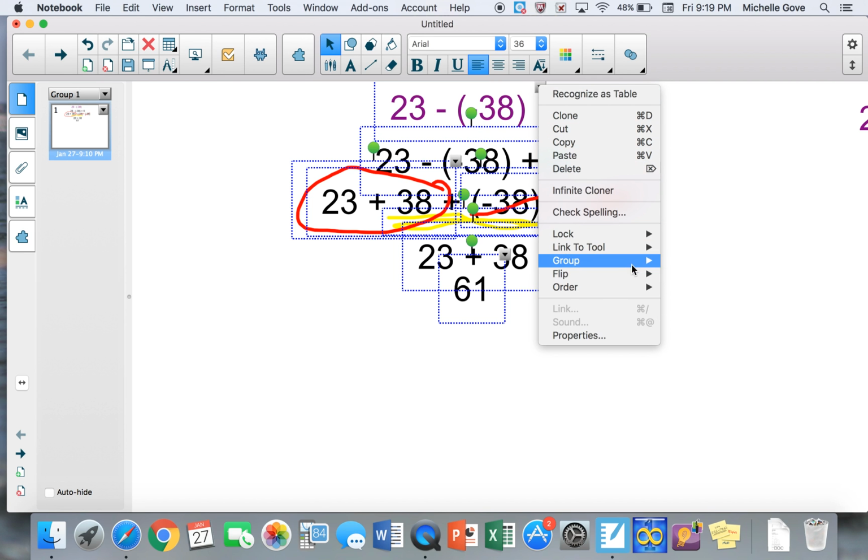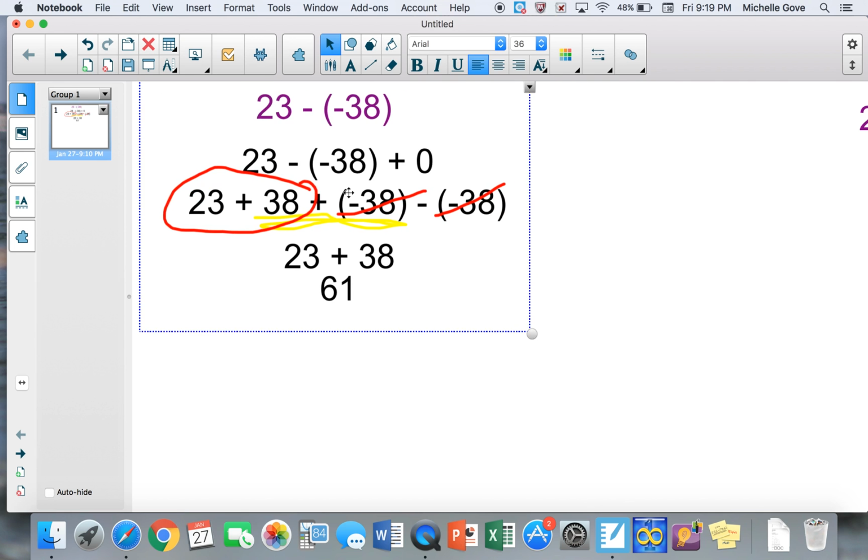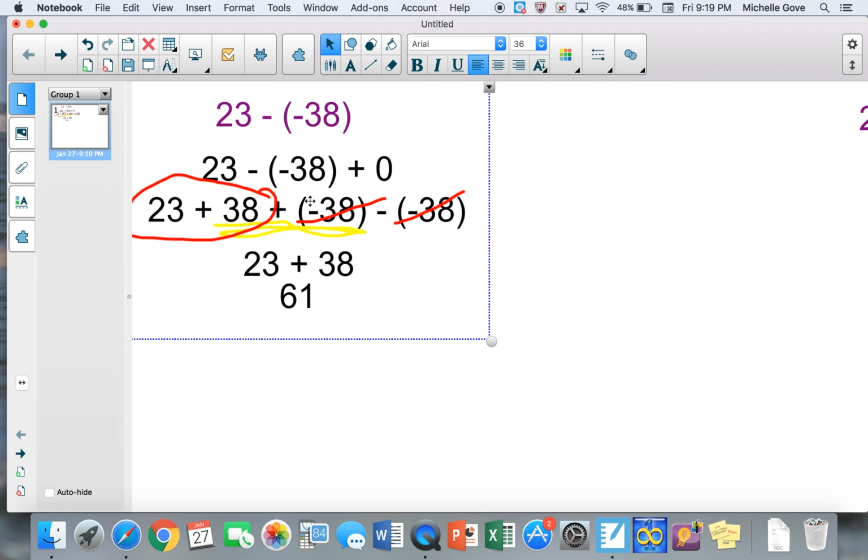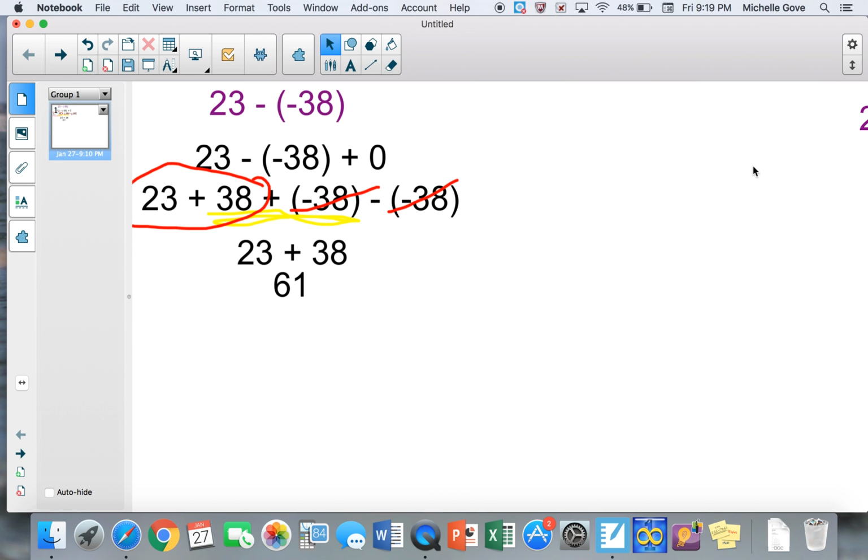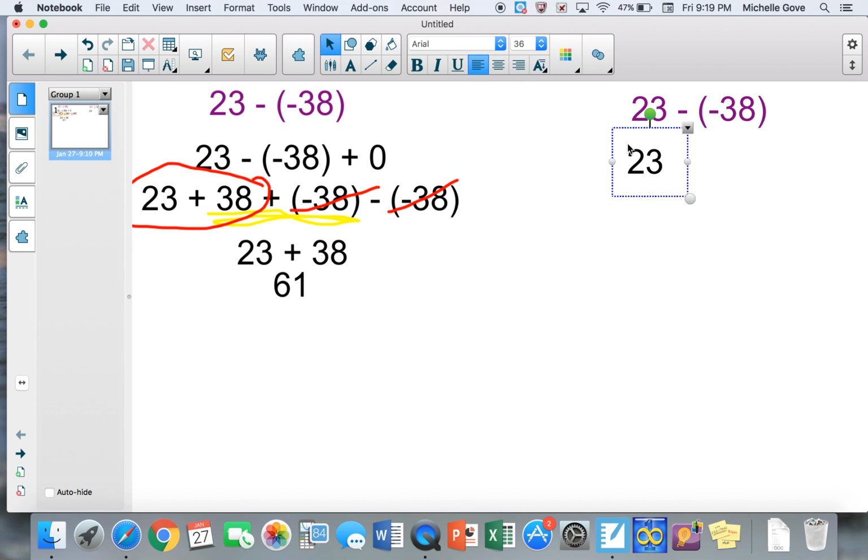So let's put these together, move them out of the way. And we also talked about adding the opposite. So instead of talking about takeaway, we could do adding the opposite. So instead of 23 minus negative 38, we'll be able to do 23, add the opposite, so plus. The opposite of negative 38 would be positive 38.